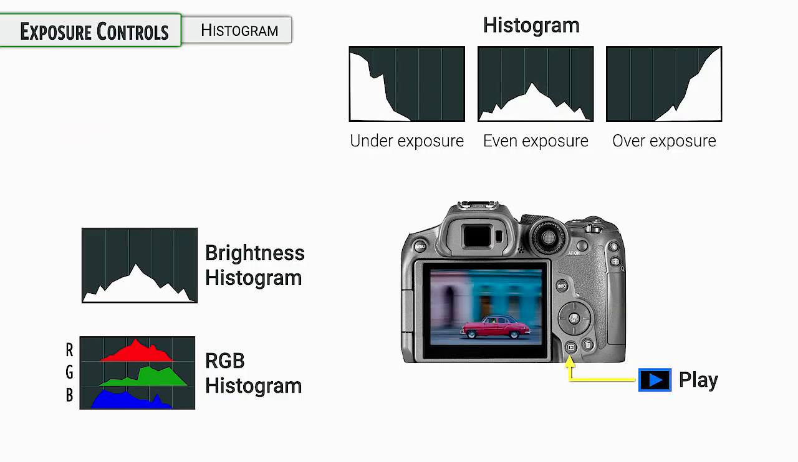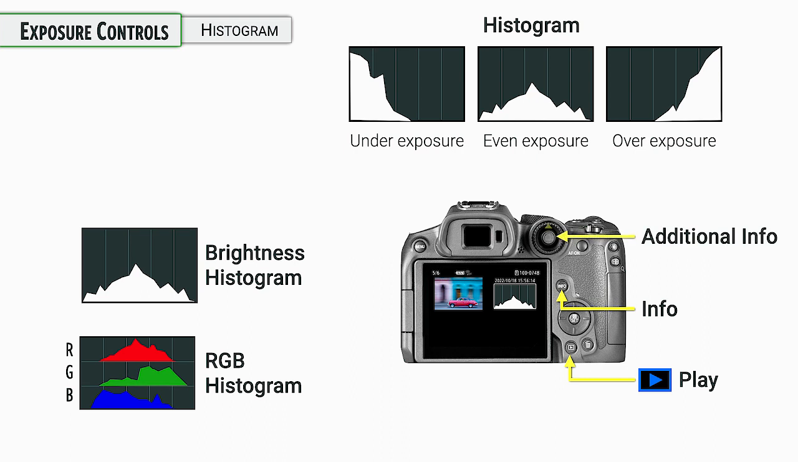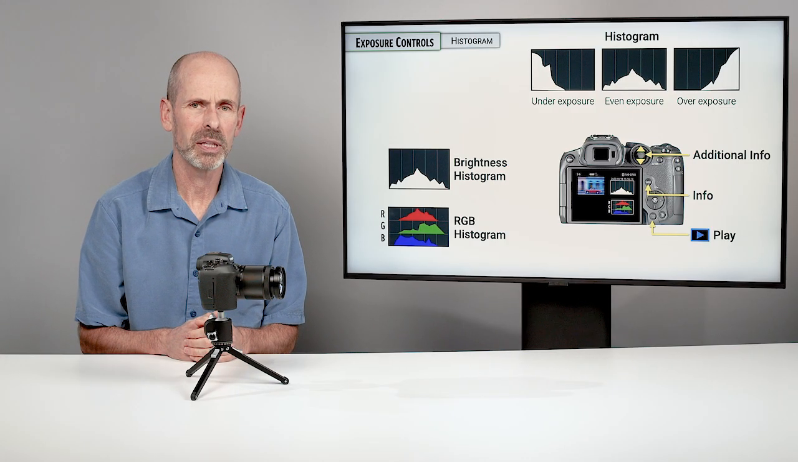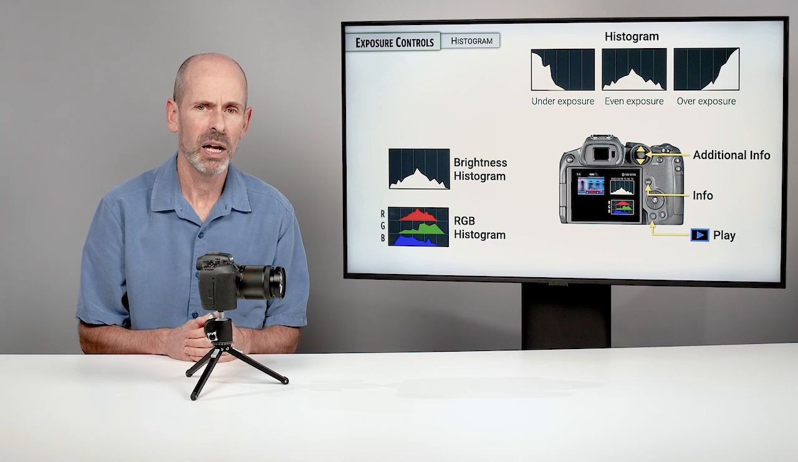Now, this can be done in the playback mode. It can also be done in live view. So if you hit playback, you can press the info button to cycle through the different options, and you can get yourself to the histogram in there. And so if you want to get additional information, you can go up and down with the little joystick, and that will bring up additional information on the histogram. So we'll talk more about that when we talk about the play features of the camera.